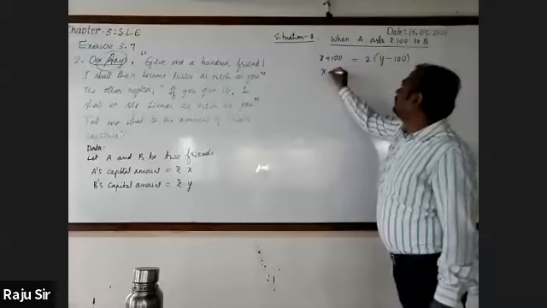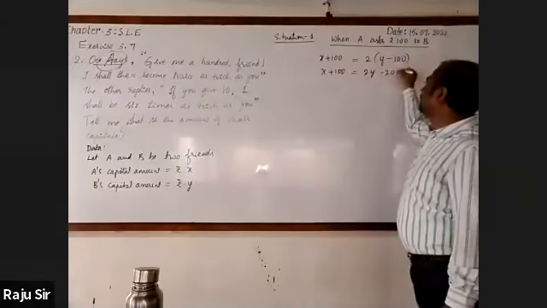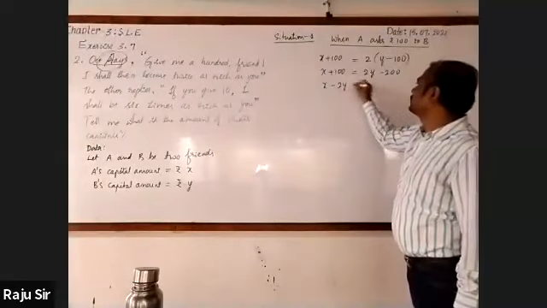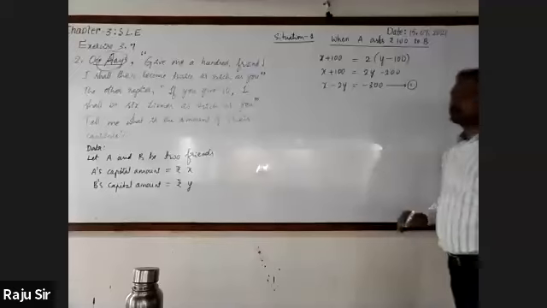Yes, right. X plus 100 is equal to 2y minus 200. Then X minus 2y is equal to minus 300. You may call it equation 1.